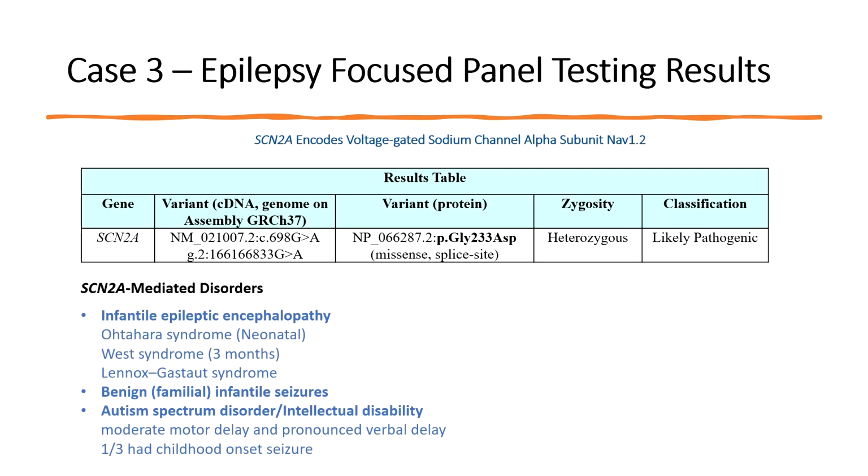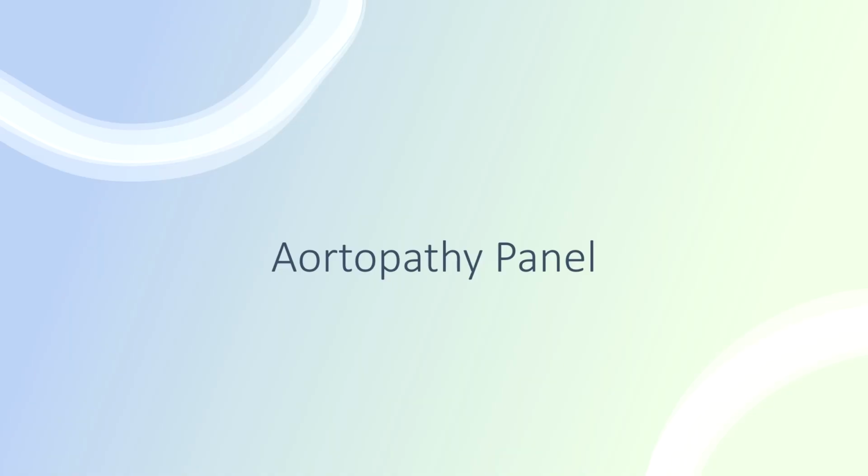The epilepsy-focused testing panel showed the presence of a likely pathogenic variant in the SCN2A gene. The SCN2A gene has been associated with a range of neurodevelopmental disorders, from infantile onset epileptic encephalopathy to benign infantile seizures to autism spectrum disorder with intellectual disabilities. This case showed the correlation of genotyping results to the phenotype of seizure disorder and explained the cause of death. In the next section, the case examples are from the autopsy testing panel.